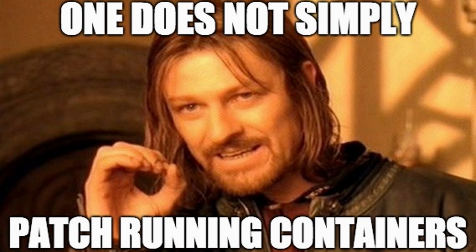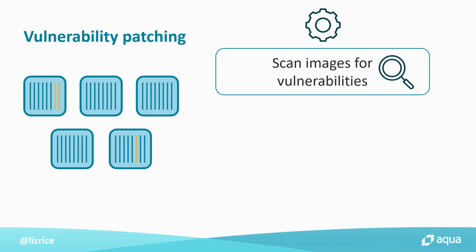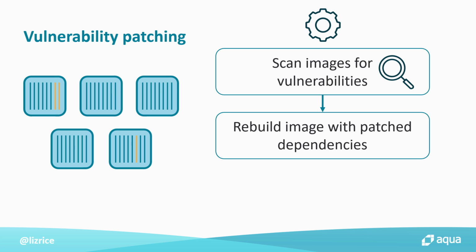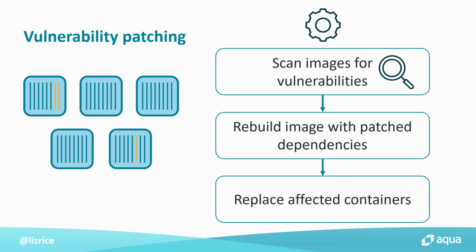Instead, we need to rebuild the affected container images and have the orchestrator replace the running containers with the updated container image version. So the process looks more like this. We're going to have some kind of container image scanning tool that identifies which images are affected by vulnerabilities. And if we find problematic images with vulnerabilities, they need to be rebuilt with the patch applied. And then the orchestrator can replace the running containers with the rebuilt version automatically.